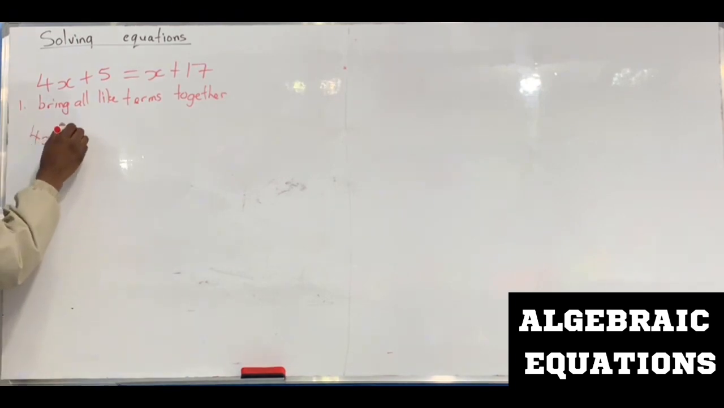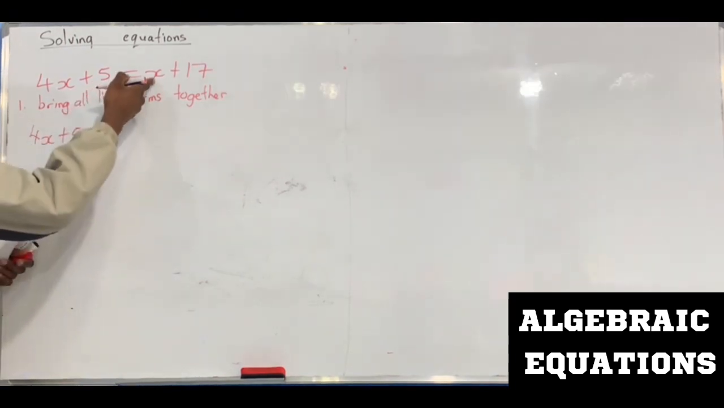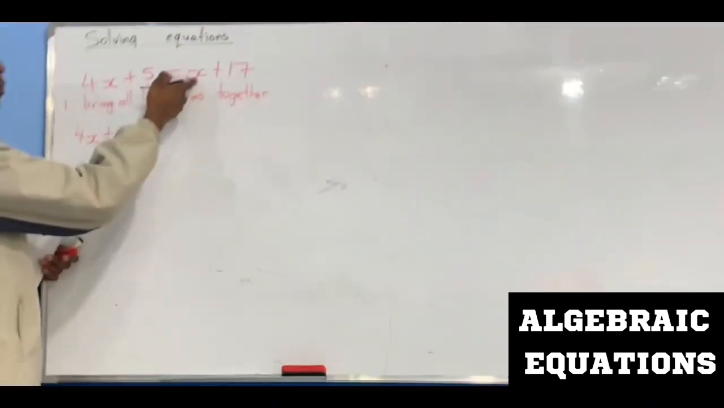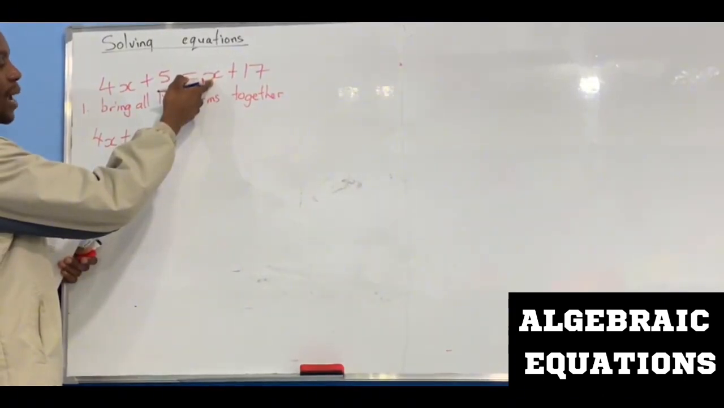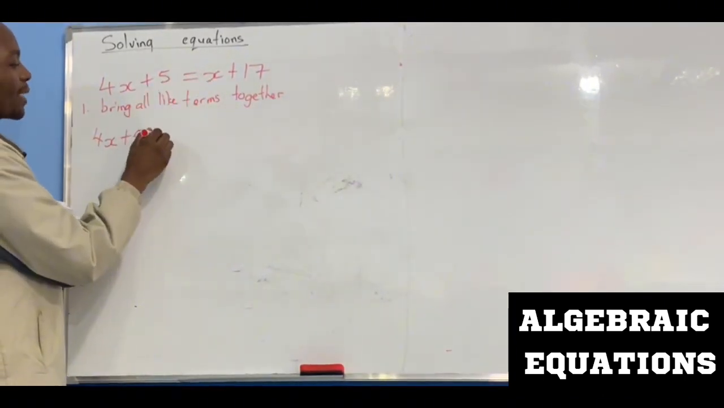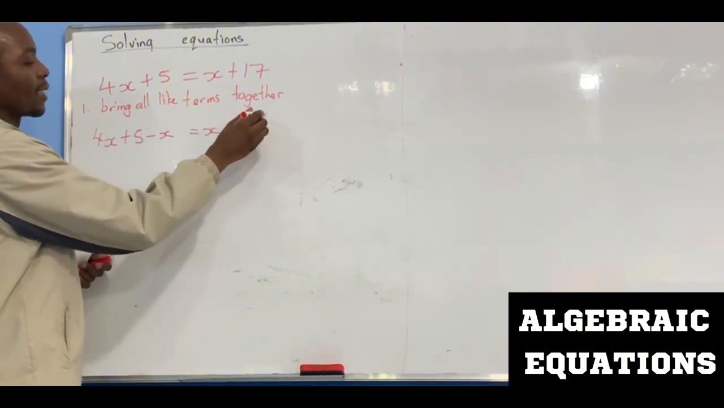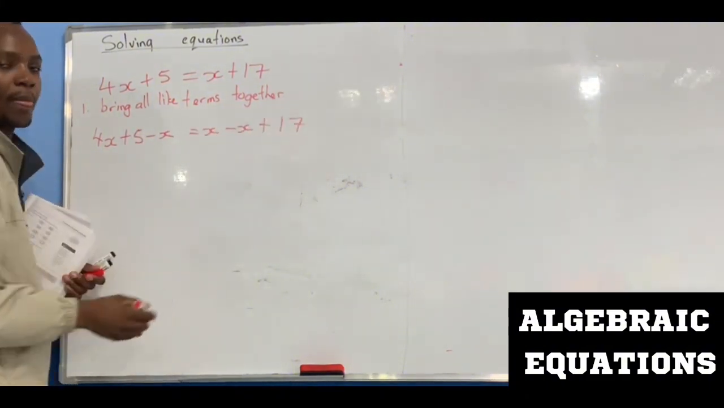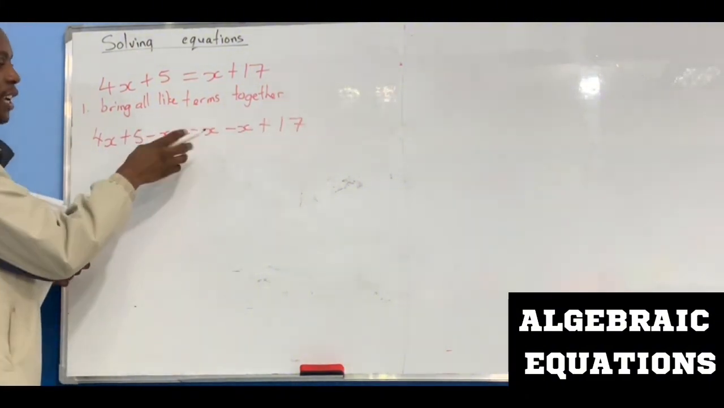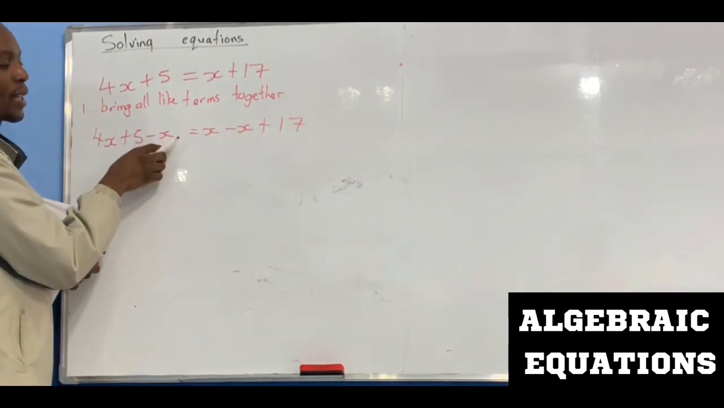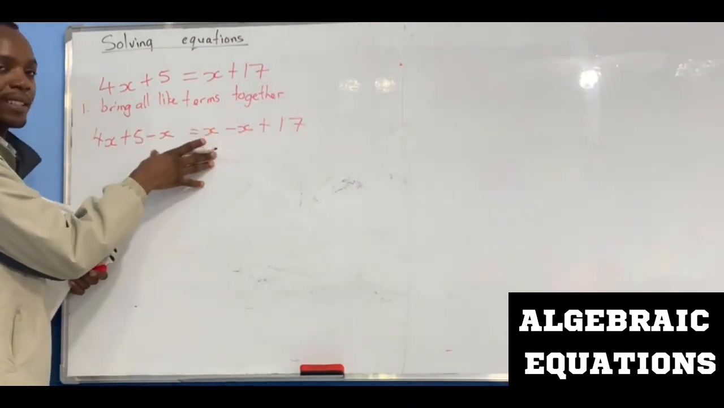So in order to do that, we are going to bring the terms with x on one side. So we're going to subtract x from both sides. We're going to say 4x plus 5 minus x is equals to x minus x plus 17. The overall effect of subtracting x from the left side and x from the right side means that the equation remains the same.